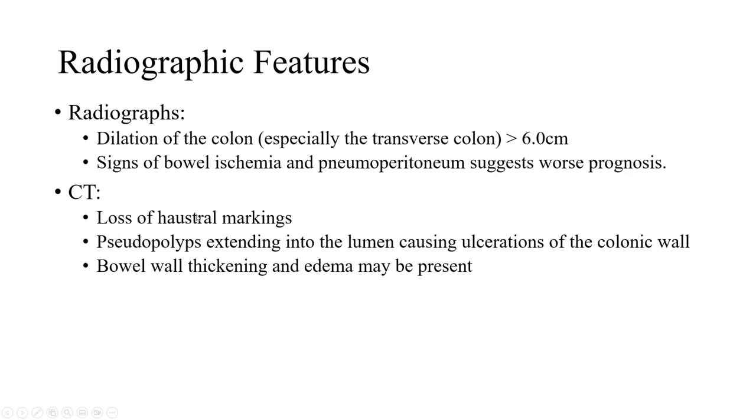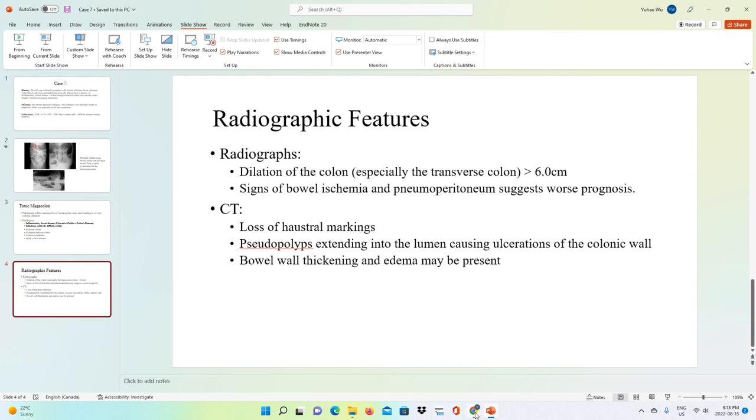On CT, you can see the loss of haustral markings. You can see pseudopolyps extending into the lumen, causing ulceration of the colonic wall. And you can see bowel wall thickening and edema.